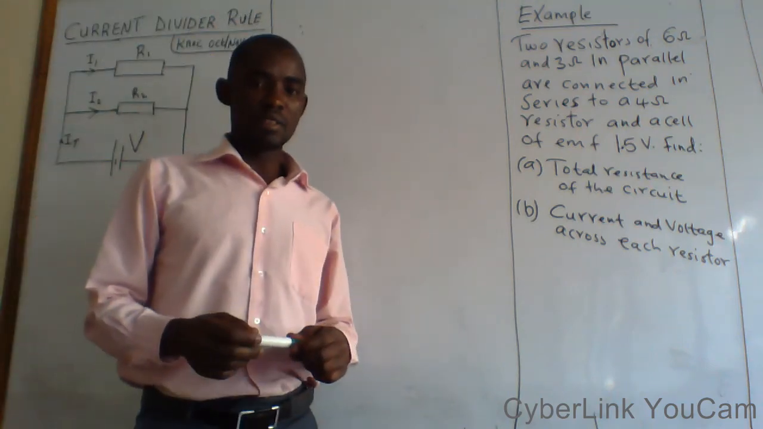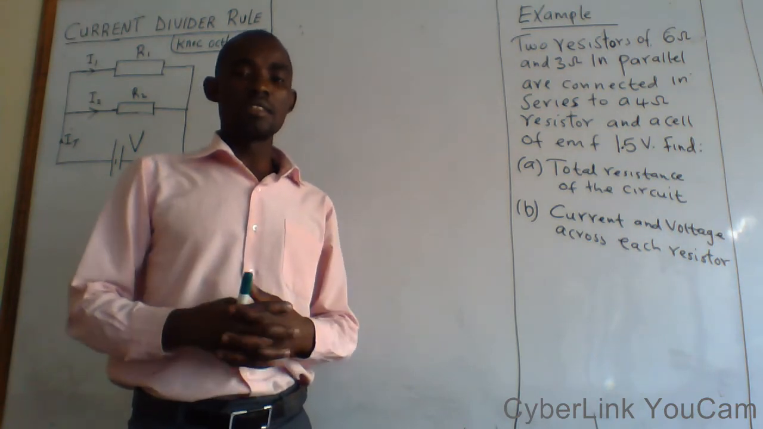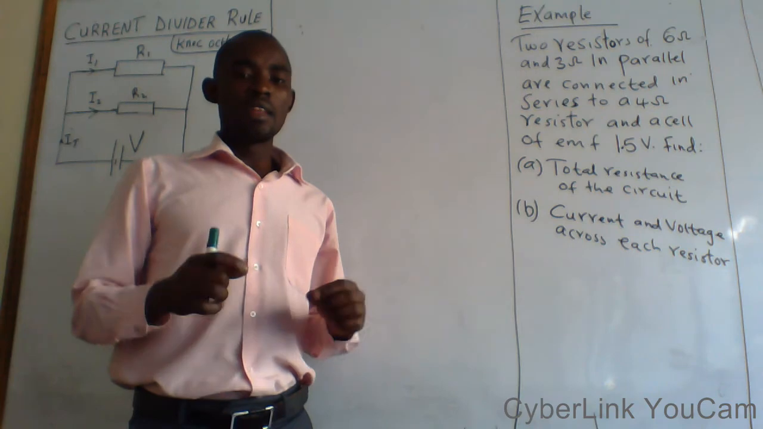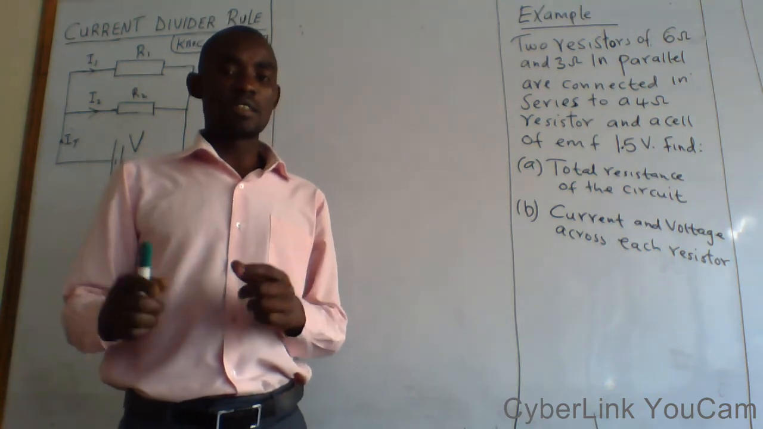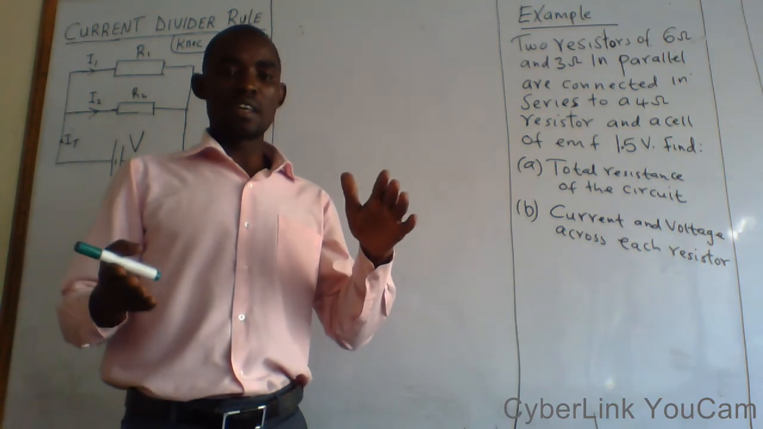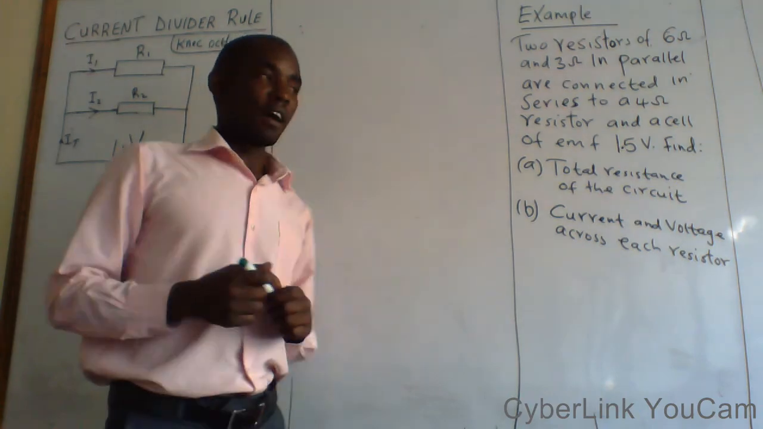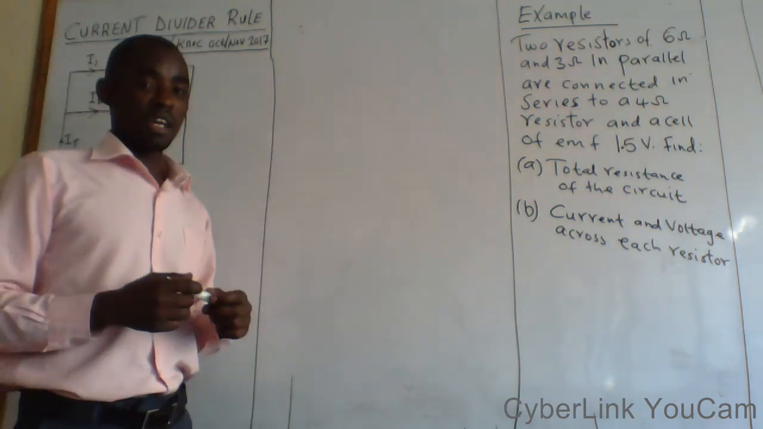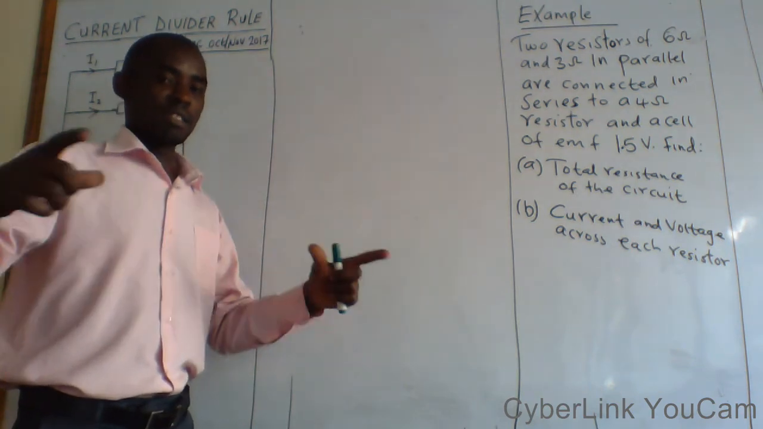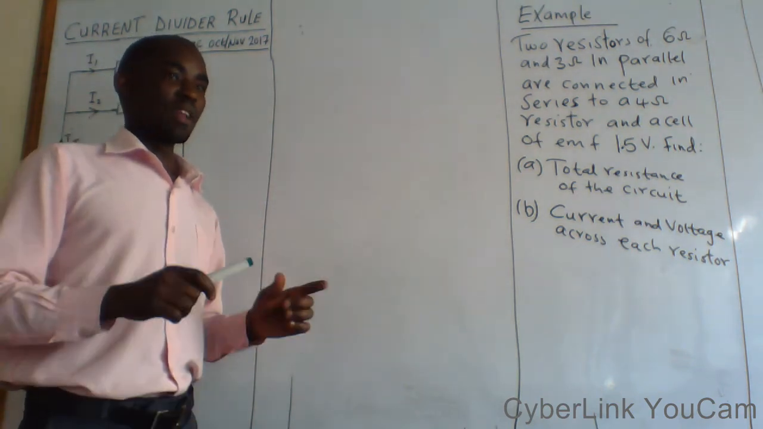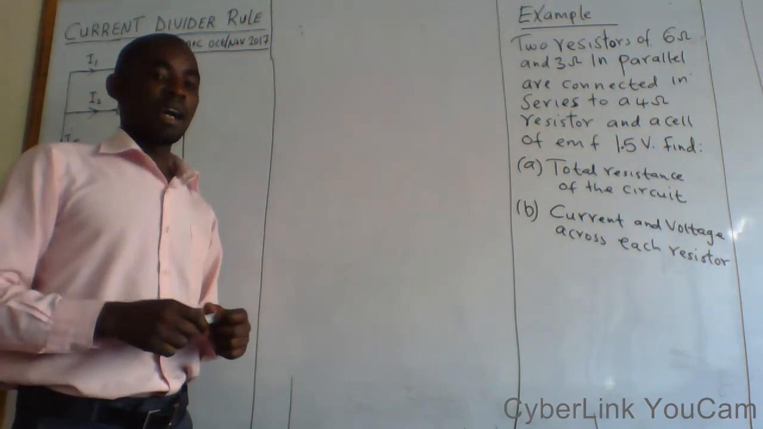We are discussing the current divider rule. The current divider rule is about resistors connected in parallel, and we're going to ascertain the level of current that is going to flow across each resistor, because whenever two resistors are connected in parallel, current is going to split at the junction. So we're going to use Kirchhoff's current law to ensure that whenever current reaches a junction, it splits into various components. We're going to derive a general expression that will assist us to calculate the current flowing at any junction.